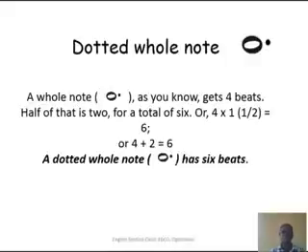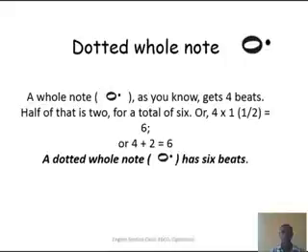Let me explain that. A dot adds half the amount of the note it follows. Please take note of that statement. A dot adds half of the amount of the note it follows. So if you have a dot with a particular note, what the dot does is to add half of that note to that particular note.